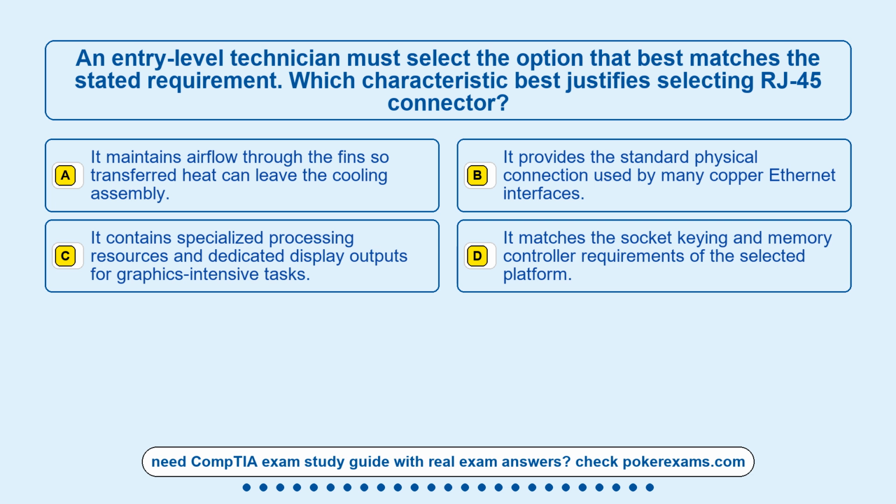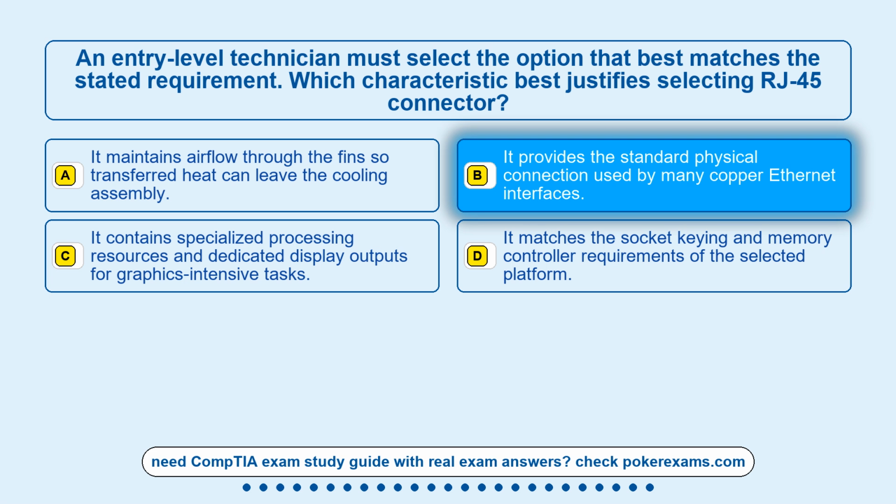Option C. It contains specialized processing resources and dedicated display outputs for graphics-intensive tasks. Option D. It matches the socket keying and memory controller requirements of the selected platform. The correct answer is option B. It provides the standard physical connection used by many copper Ethernet interfaces.